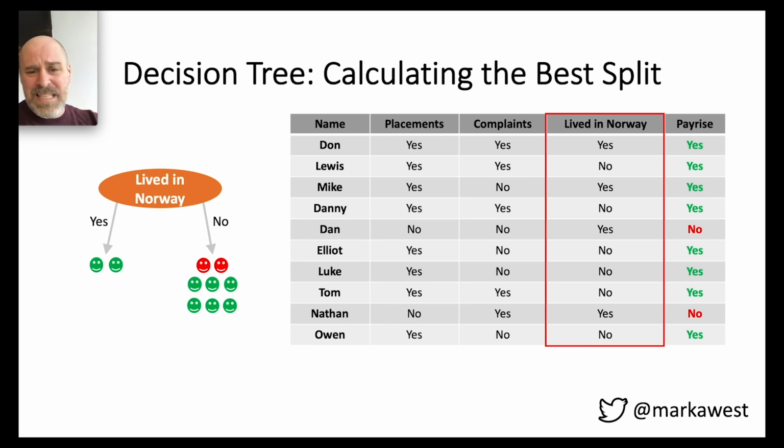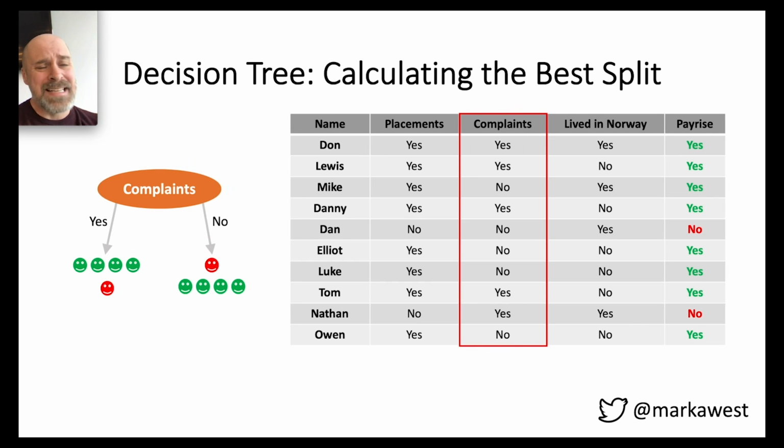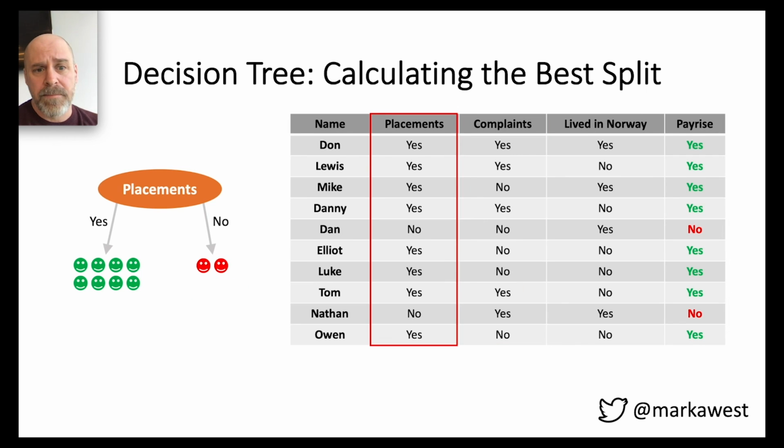So the first one we look at is lived in Norway, and we see here there's not a good split, right? There are people who got a pay rise on both sides, who have lived in Norway and not lived in Norway. So this isn't a good variable to make a split on. Complaints, again, not a good variable to make a split on, because it's the same on each side. This isn't a good feature for splitting our data between pay rise and not a pay rise.